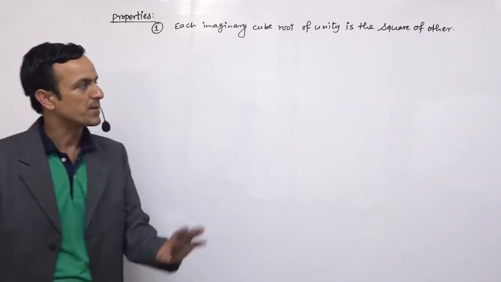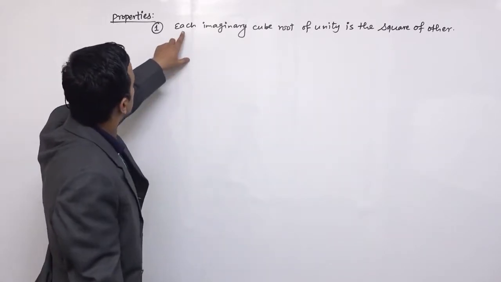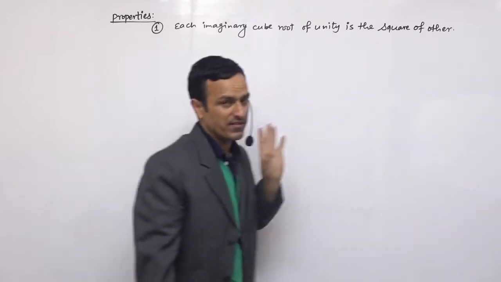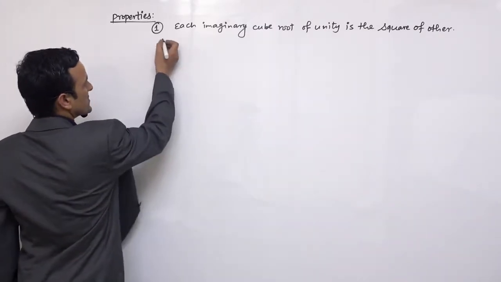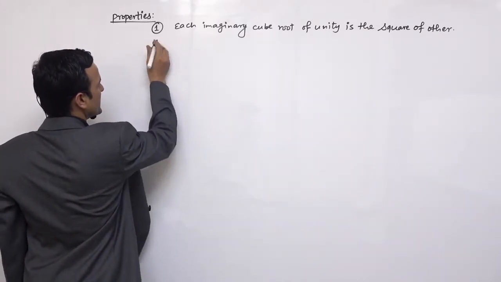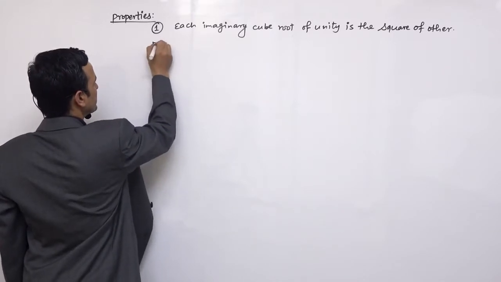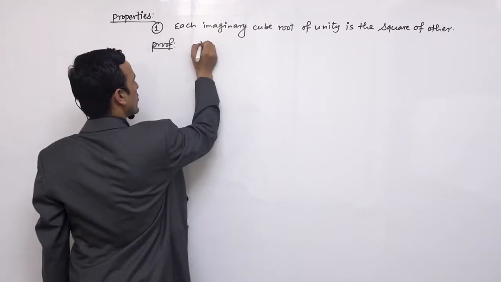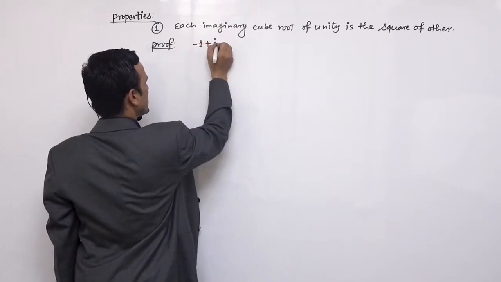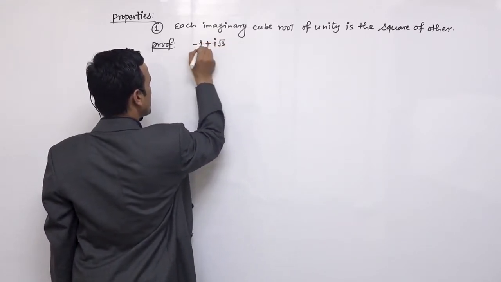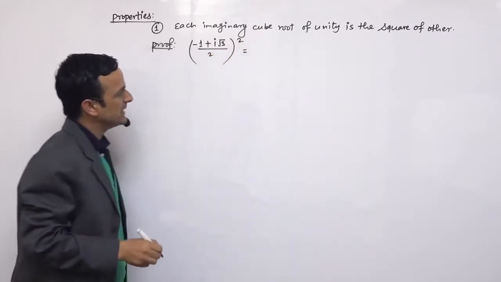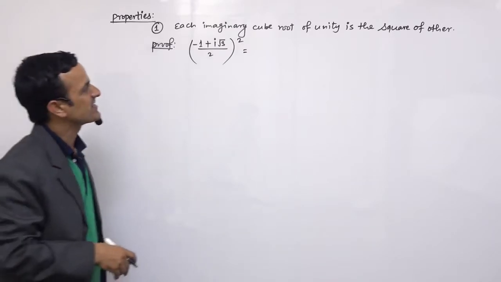So this is one of the properties: each imaginary cube root of unity is the square of the other. Then how to solve it? So its proof is, we have one of the imaginary cube root of unity, which is -1 plus i root 3 divided by 2. If you take the square, then it will be the other one with the minus sign.